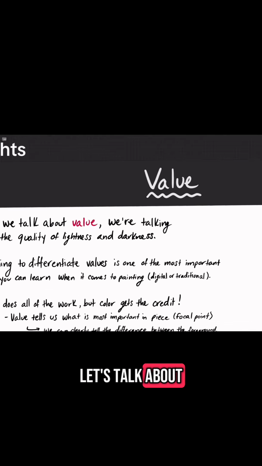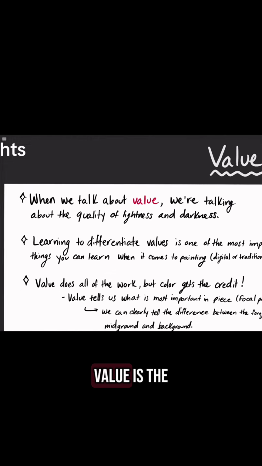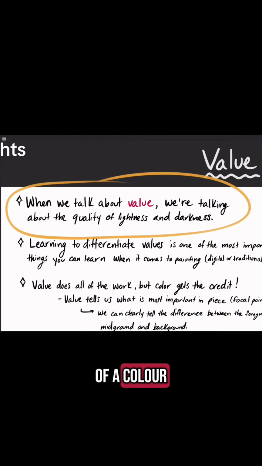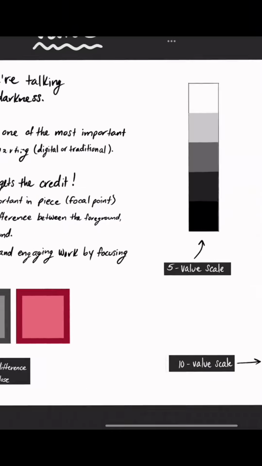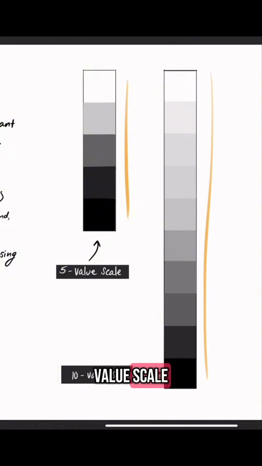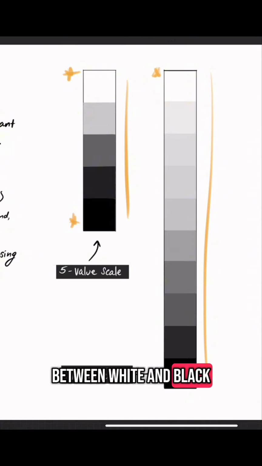Today, let's talk about value. Value is the quality of lightness or darkness of a color, an object, or what have you. And when you learn about value, you tend to see it on a value scale. For the most part, you tend to see a 5 value scale or a 10 value scale, but you can have an infinite number of scales in between, just with the slightest shifts. So it's basically all of the shifts between white and black.